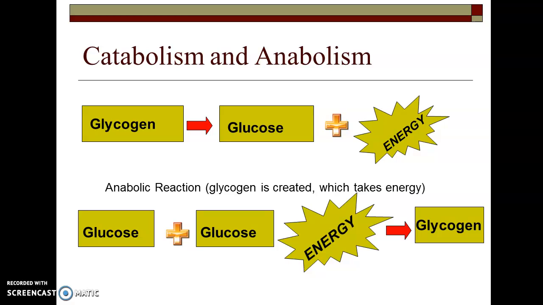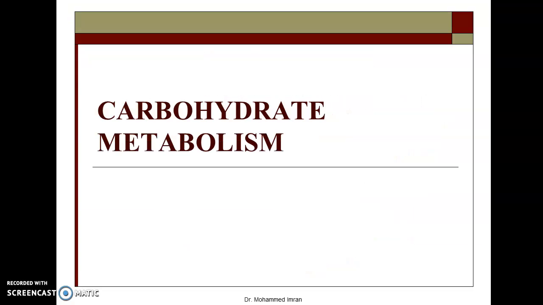In this diagram we can easily see that the first one is a catabolic reaction. Glycogen is breaking down into glucose with the release of energy, while in the second step two glucose molecules are combining together, and here we need to supply the energy to combine these two molecules to form a glycogen. Now, these are just an introductory part.